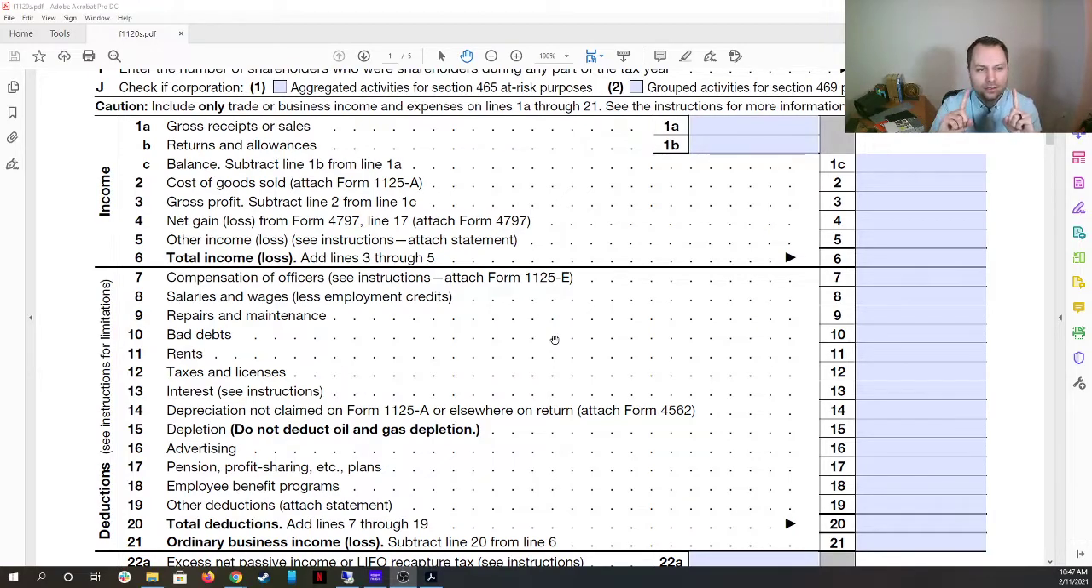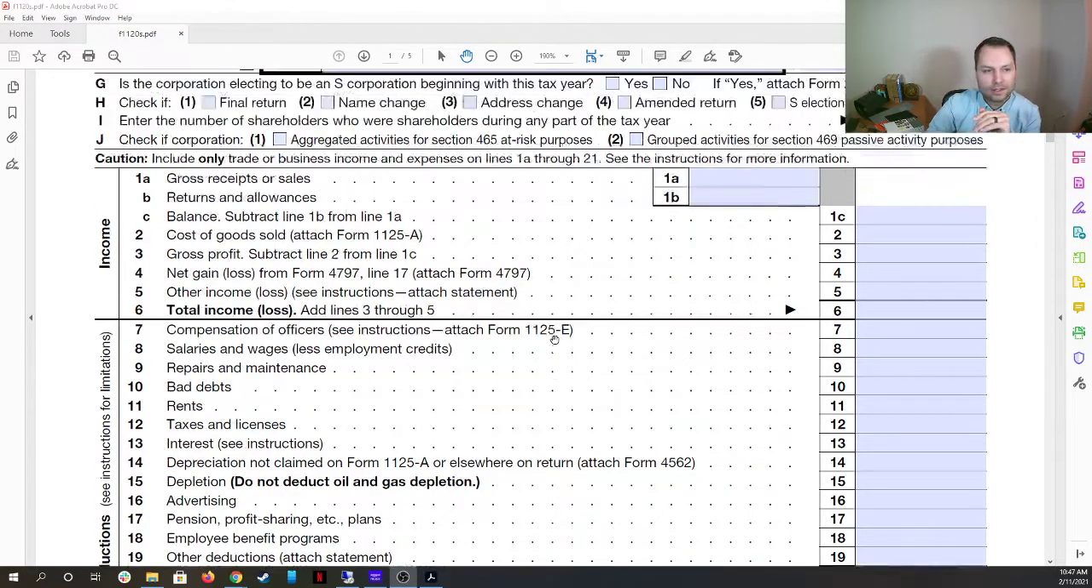This is where your income and expenses are going to show up if your S-Corp is a normal business, meaning it's not a rental S-Corp. If it's a rental S-Corp, there's a different form for that, and we'll talk about that maybe in another video. In this video, we're just going to talk about this form and a couple of the pages following.